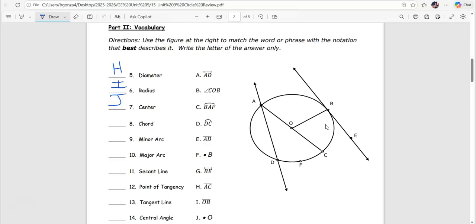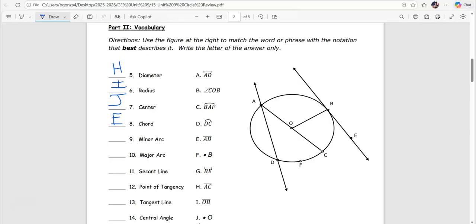The center is O, the dot O. So that's J. Chord, okay, has to go from edge to edge. That could be AD or DA. That could be AC or CA, but usually we just call that a diameter. So let's look for AD or DA. Now look, this with the arrowheads, that's not a chord. It's a segment, so it has no arrowheads. Sorry, and that's going to be letter E, okay?